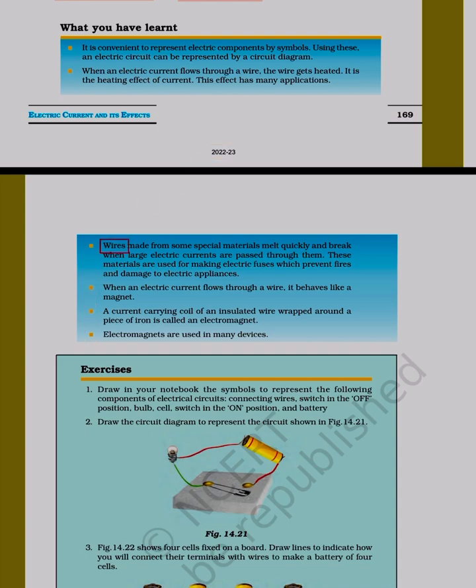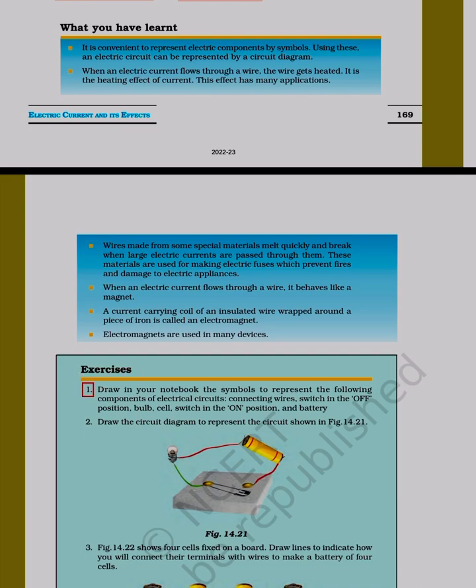Wires made from some special materials melt quickly and break when large electric currents are passed through them. These materials are used for making electric fuses which prevent fires and damage to electric appliances. When an electric current flows through a wire, it behaves like a magnet. A current-carrying coil of an insulated wire wrapped around a piece of iron is called an electromagnet. Electromagnets are used in many devices.